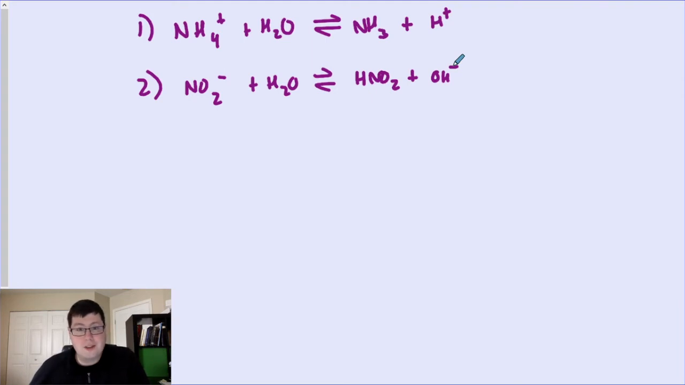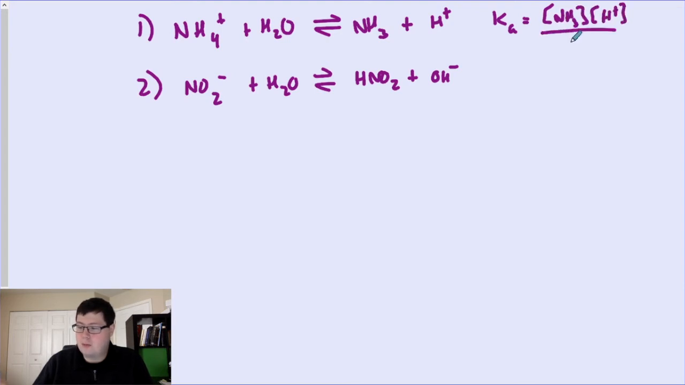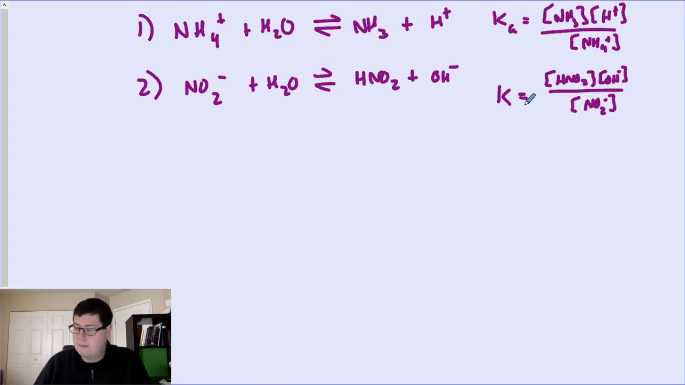Now, when we consider these equilibrium reactions, these look exactly like the equilibrium constant expressions we've written before. For an acid here, we have the Ka of NH4+ would be equal to the concentration of NH3 times H+ divided by the concentration of NH4+. Similarly, for our second reaction, we have HNO2 times OH- divided by our NO2-. Now this one is not an acid dissociation constant because we're making a base. We call this Kb, our base dissociation constant. So we have both our acid and our base.